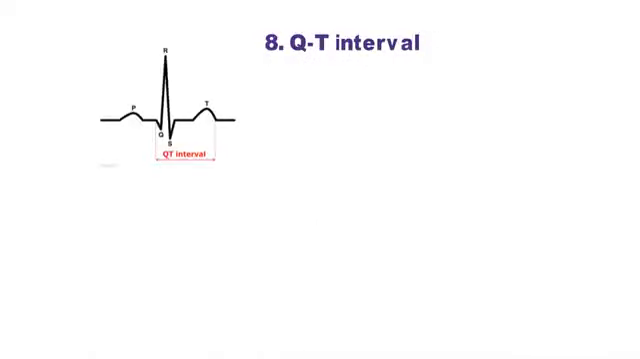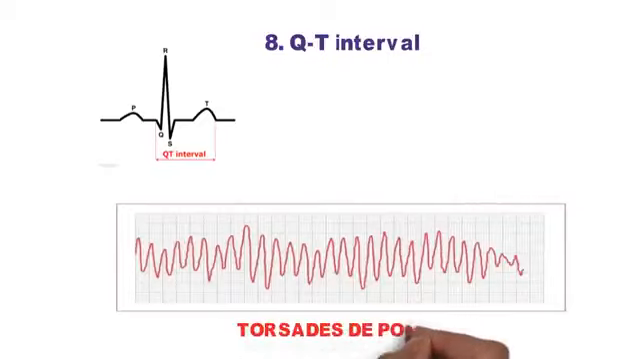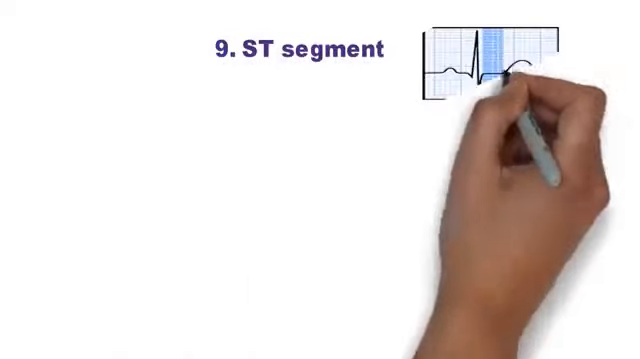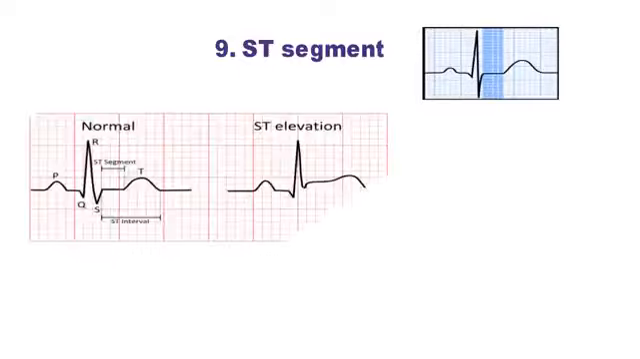It is from the start of Q wave to the end of T wave. As a rule of thumb, normal QT is less than half the preceding RR interval. An abnormally prolonged QT is associated with increased risk of ventricular arrhythmias, especially torsade de pointes. Step 9, ST segment. It is the flat isoelectric section of ECG between the end of S wave, that is the J point, and beginning of T wave.